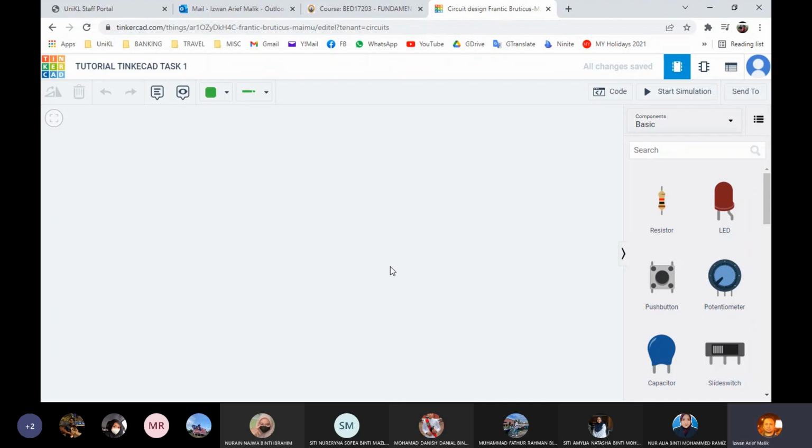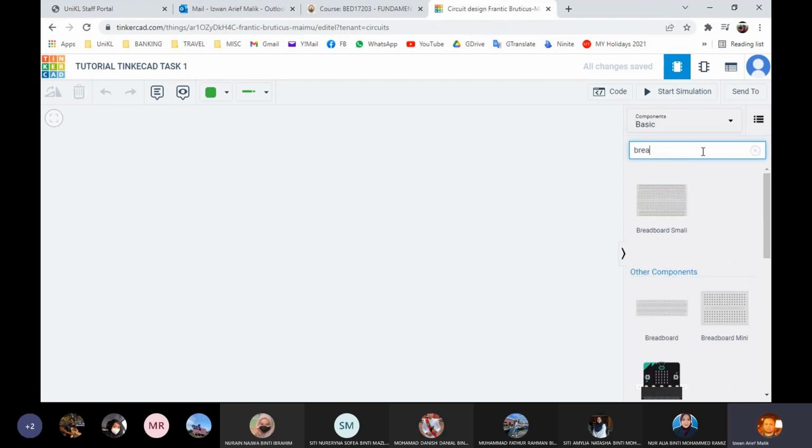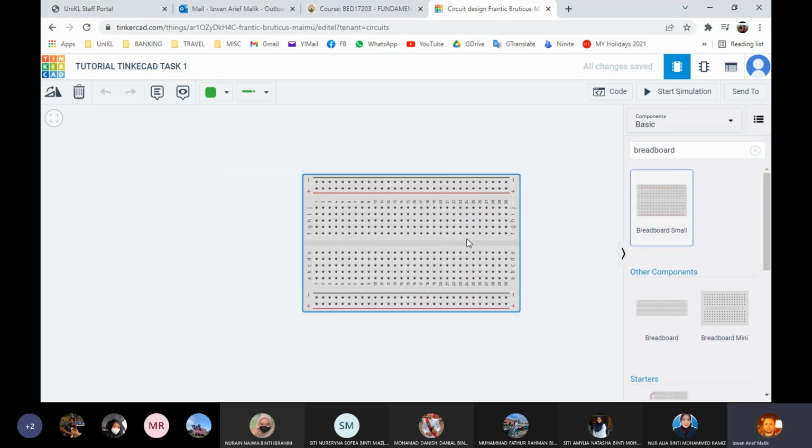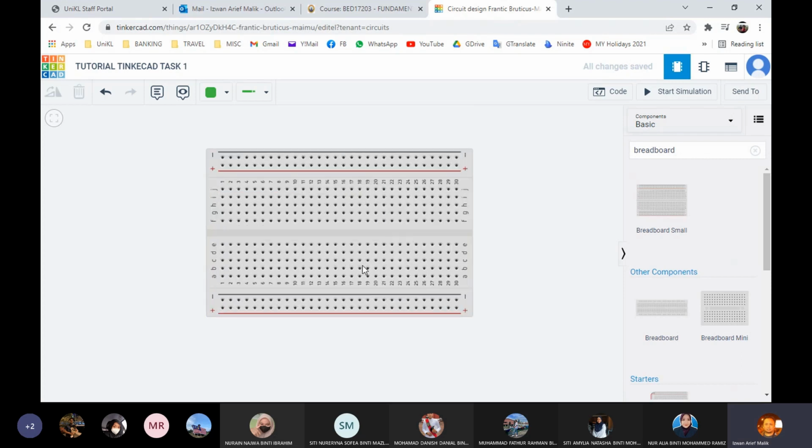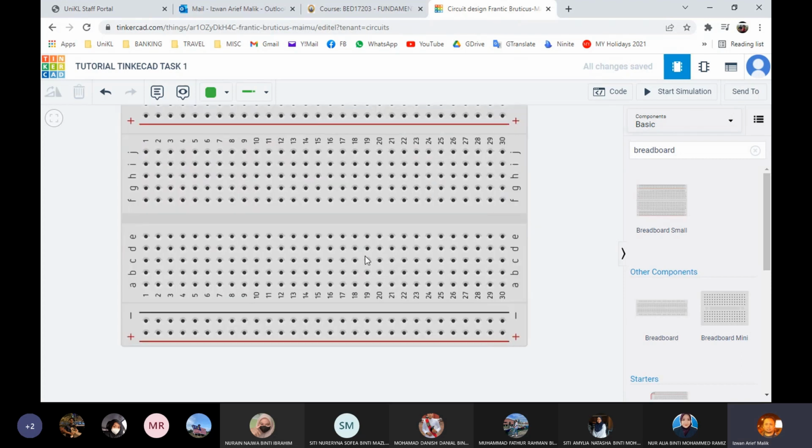Right, so what you have to do first is find all the components which are related. First of all, we have to find the breadboard. Here there is a search bar, you click on it and type breadboard. The small one is enough. Click on the breadboard, drag it out, and just place it there. You can zoom in and out.